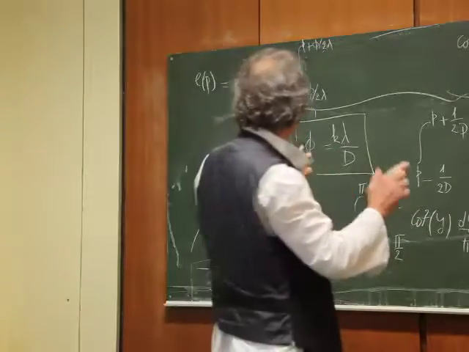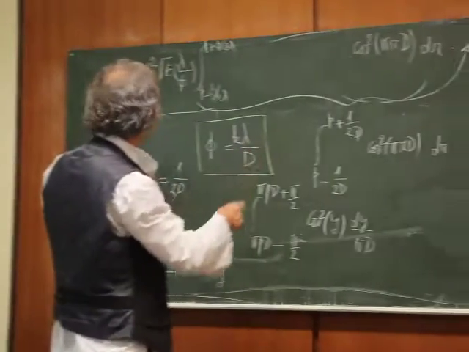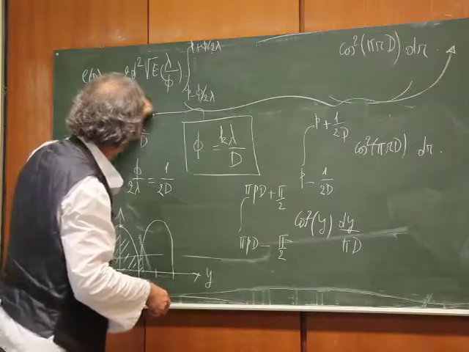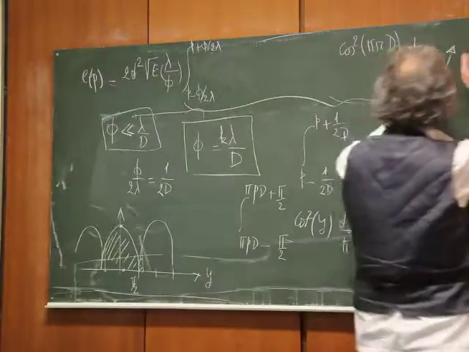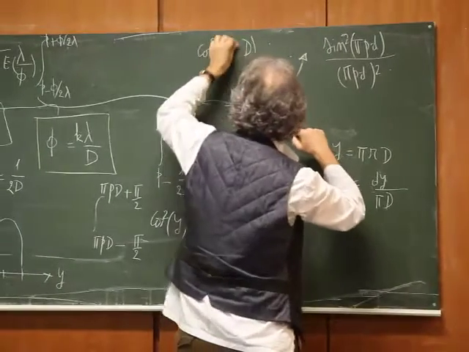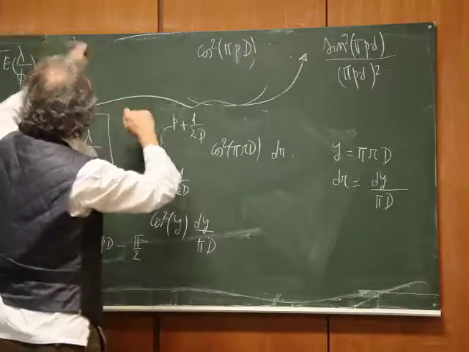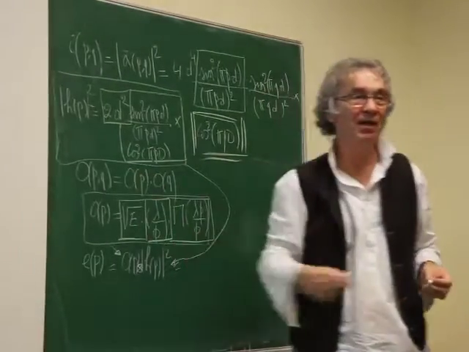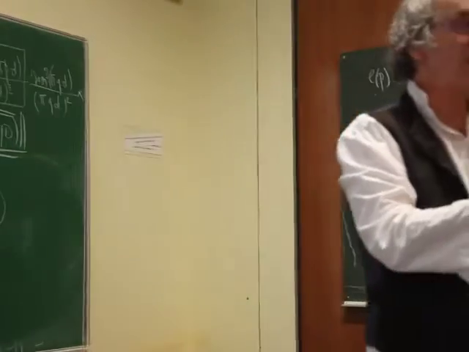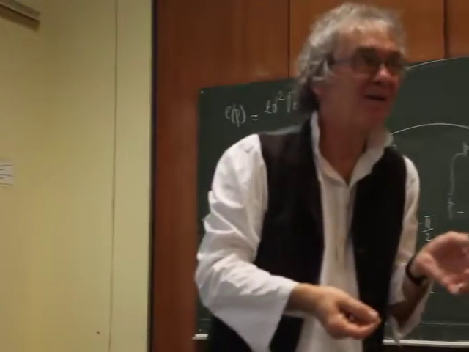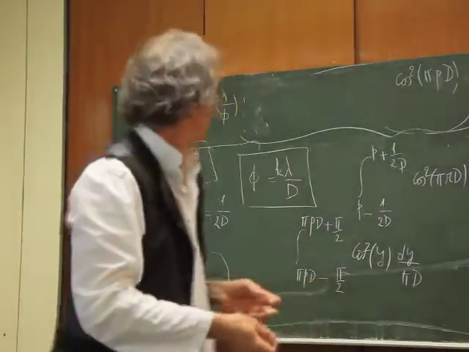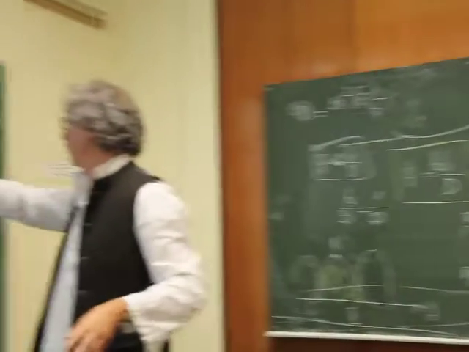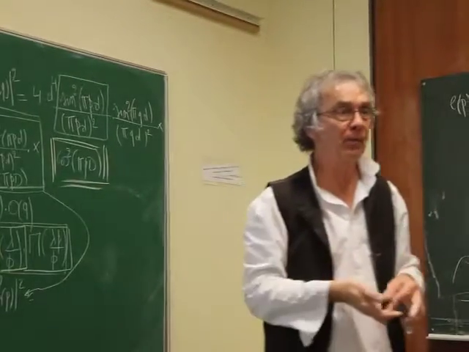In particular, if phi is much smaller than lambda over d, then this goes away from the integration sign, the r becomes a p, and I find that this is exactly what I had at the beginning, because the star appears as a point-like star to the interferometer. But if the condition is satisfied, then I don't see any more fringes. This has gone away.